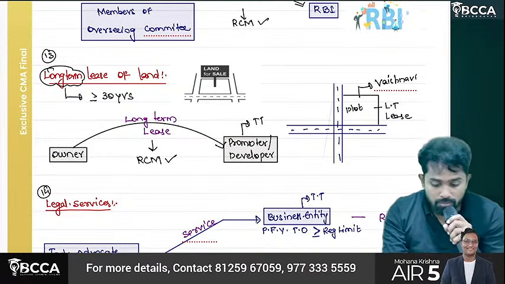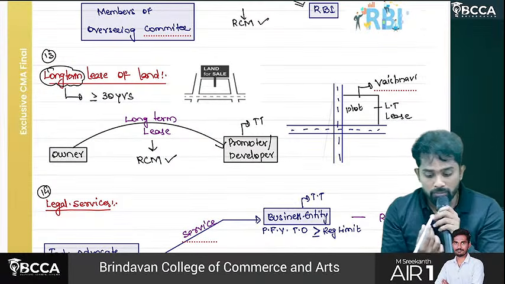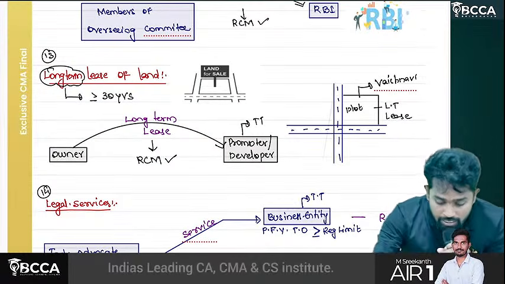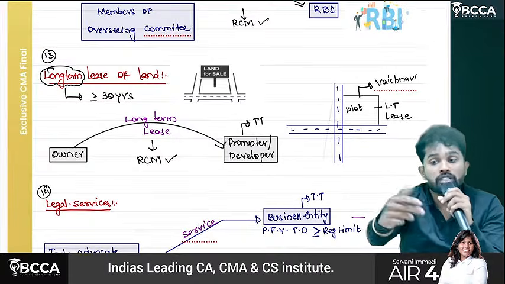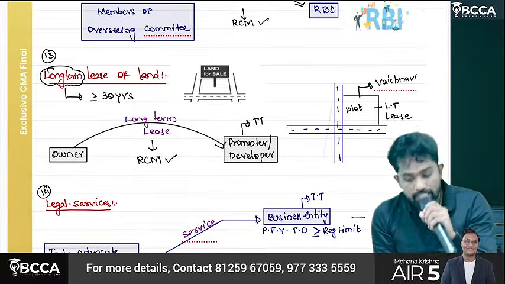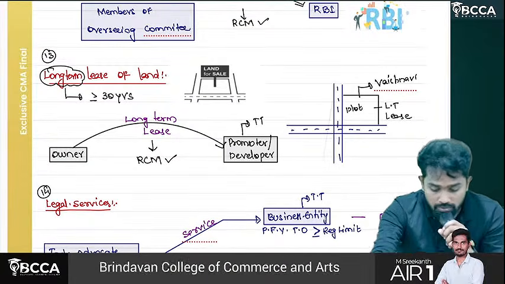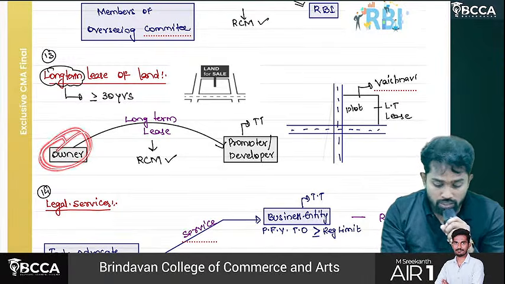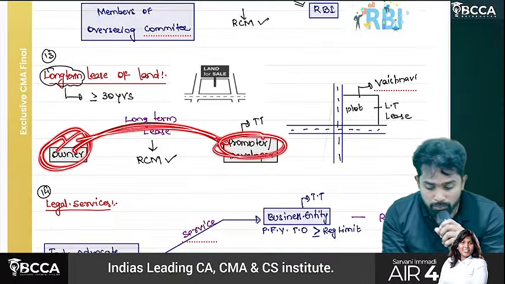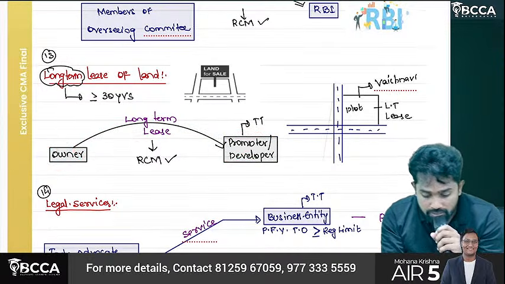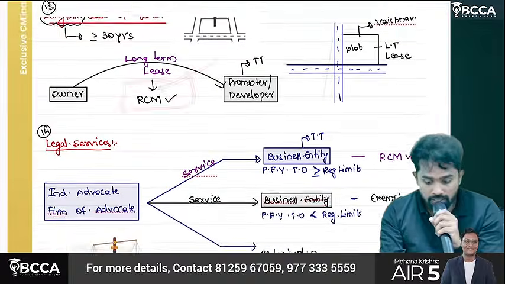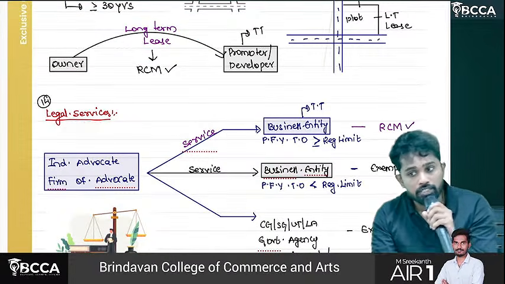Then long-term lease of land. What is long-term lease of land, sir? When land has been given on lease for more than or equal to 30 years, that is called a long-term lease. So here there is an owner who has given it for long-term lease to a promoter or developer, then it is covered under what? RCM.